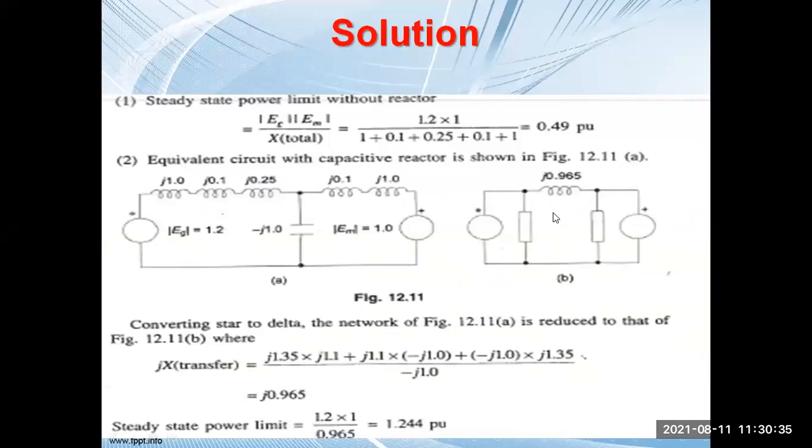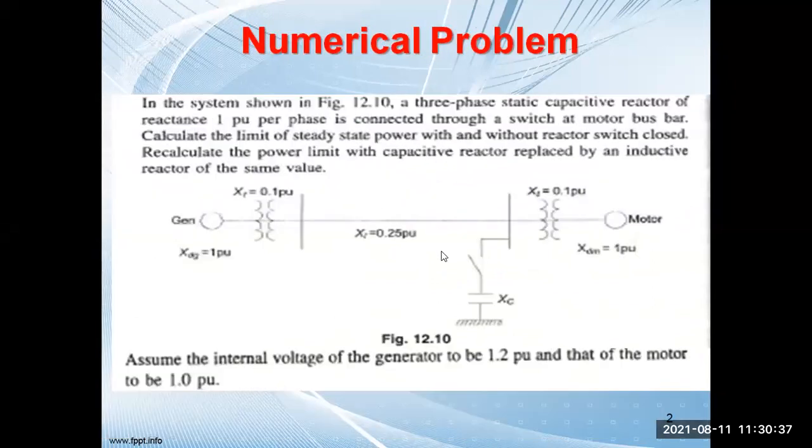Now you see the first case, the steady state power limit without reactor. So there is no reactor, only between the generator and motor. So the generator internal voltage is 1.2 per unit, and for the motor it is 1 per unit. Now what is the reactance between these two? This is 1 per unit, then 0.1, then 0.25, then 0.1, then 1. So what is the total reactance between the generator and the motor without this capacitor? This capacitor is not connected. Please tell me, what is the net reactance?